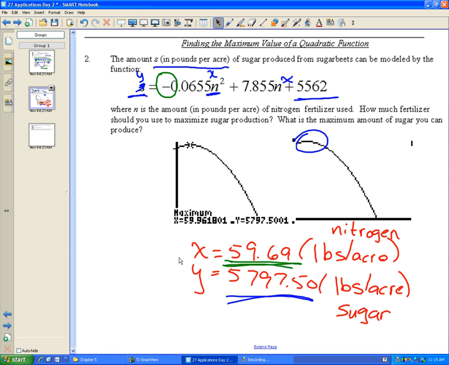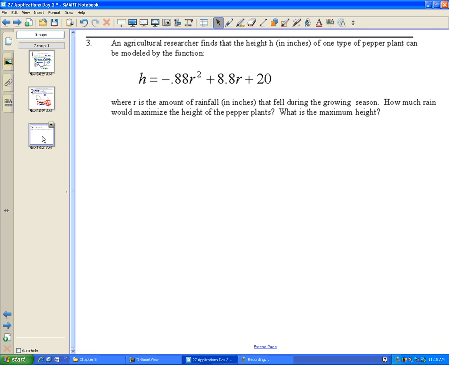That's maximizing. Let's do one more example of maximizing. An agricultural researcher finds that the height h in inches of one type of pepper plant can be modeled by this function. H, the height, is equal to negative 0.88 r squared plus 8.8 r plus 20, where r is the amount of rainfall in inches that fell during the growing season. How much rain would maximize the height of the pepper plant? What is the maximum height?